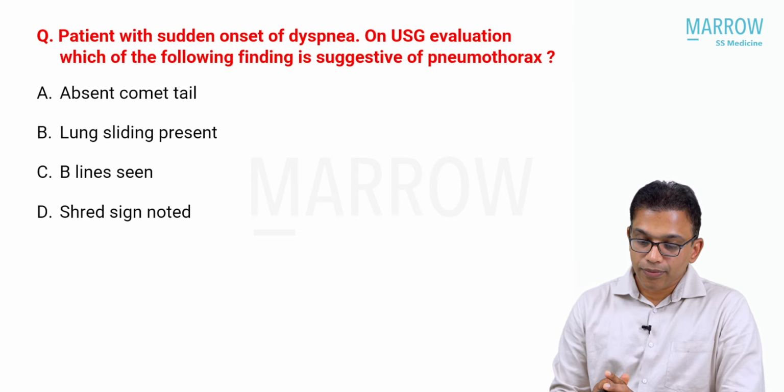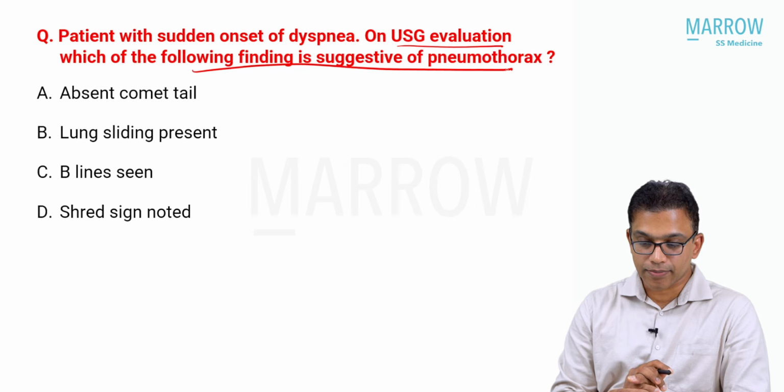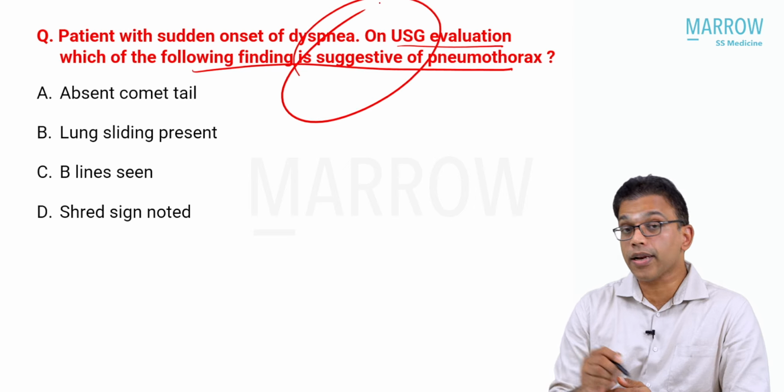Patient with sudden onset of dyspnea, on USG evaluation, which of the following findings is suggestive of pneumothorax? So here you have to pick the right answer.